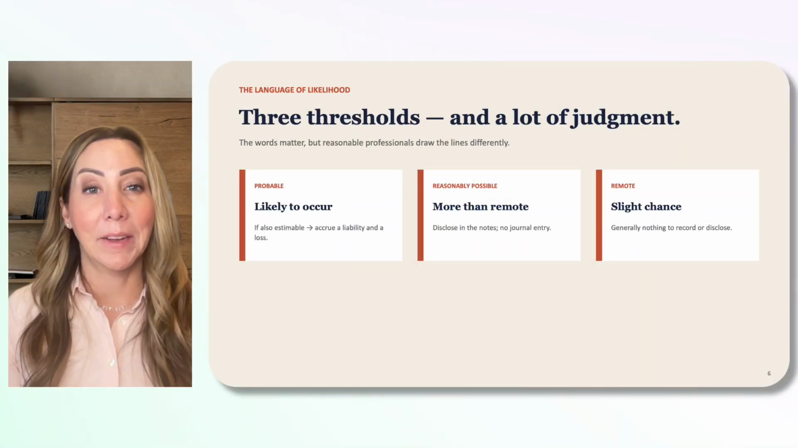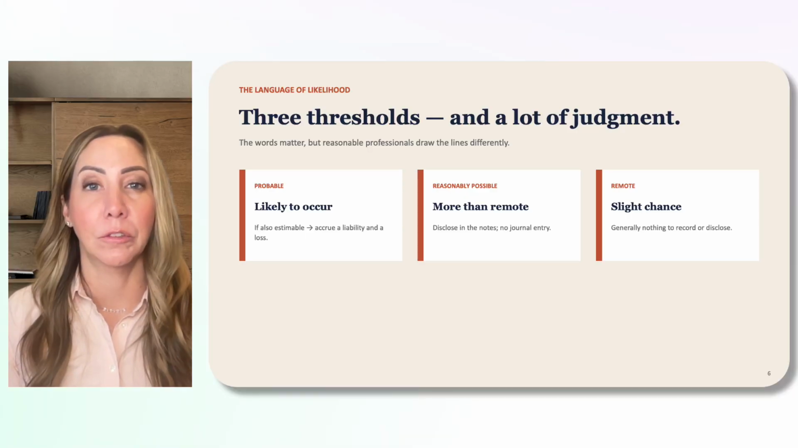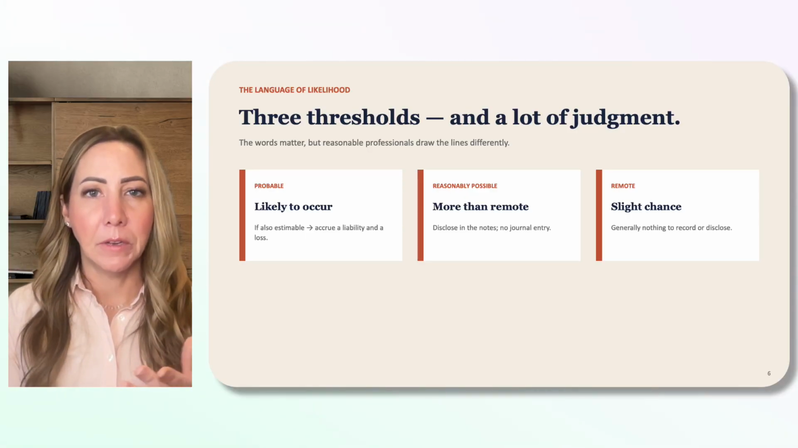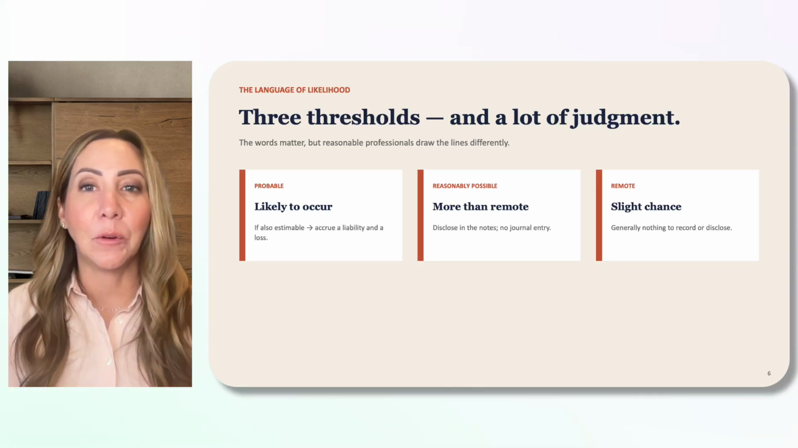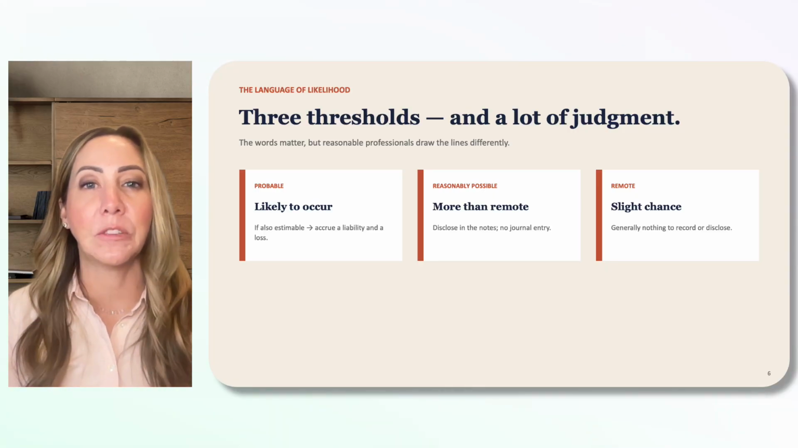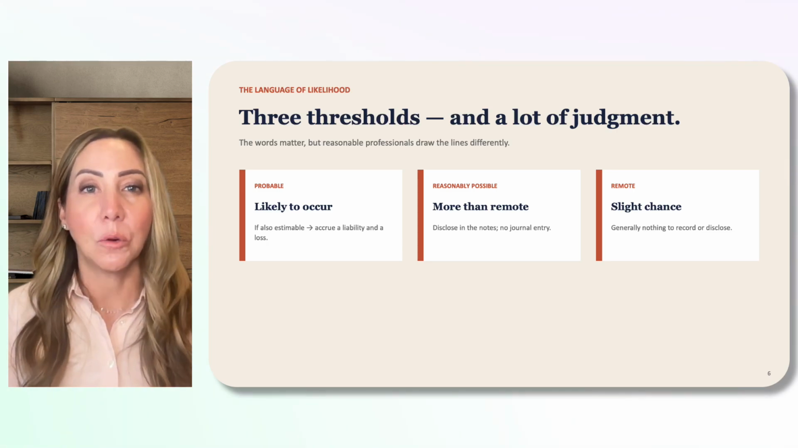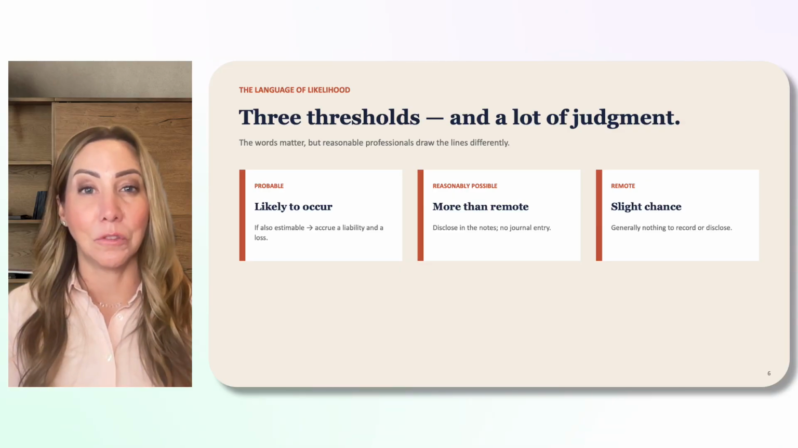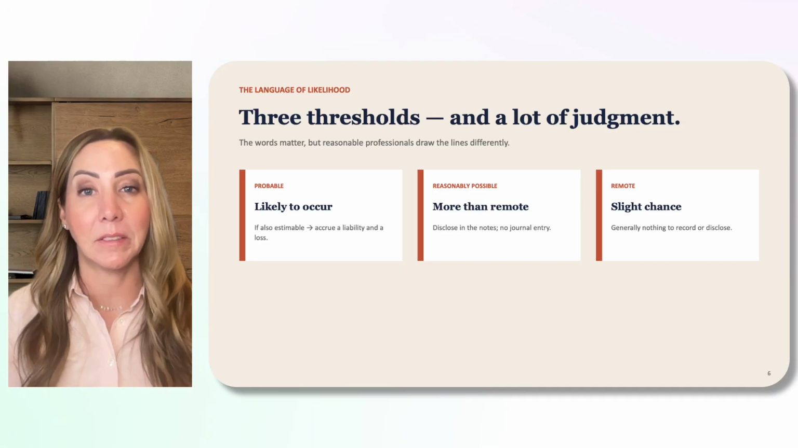Now, I want to talk about the language for a second. Although these three words, probable, reasonably possible, and remote, sound precise, they actually require a lot of professional judgment. Let me show you with a quick thought experiment. Suppose I ask one of you, what percentage likelihood does probable mean? One student might say anything greater than 80%. I ask another student the same question and they say anything greater than 50%. Now suppose our legal team advises us that the probability of losing a lawsuit is 70%. Under the first student's threshold, that's not probable, so we'd only disclose. Under the second student's threshold, it is probable, so we'd accrue. Same facts, different reporting, purely because of a judgment call.